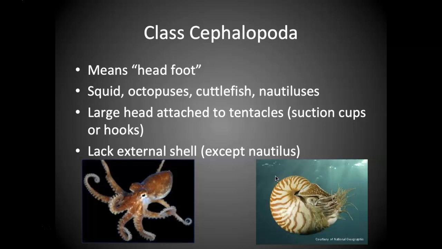They're called this because of their large head, obviously, that's attached to their tentacles. The tentacles would be the foot in this case. And those tentacles will have suction cups and or hooks. They lack an external shell except for the nautilus. However, the octopi and the squid usually have a bony-like plate within their body. If you take advanced biology and dissect your squid, you'll be able to find that plate. It's clear, it's pretty hard, it's pretty cool. It's almost like your nail in structure, but probably 4 or 5 inches tall and about 2 or 3 inches wide.